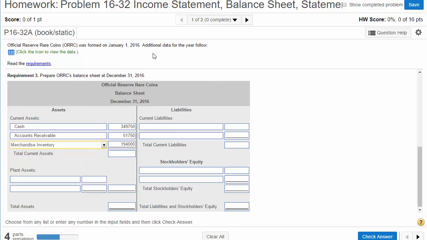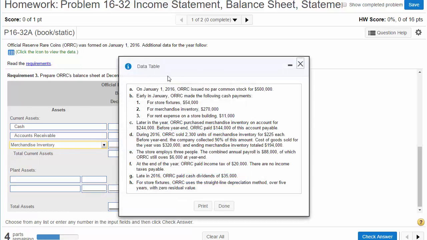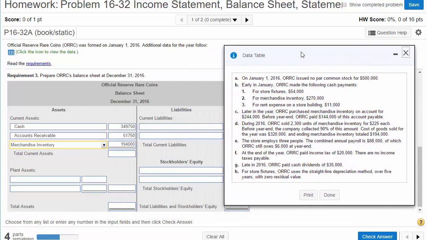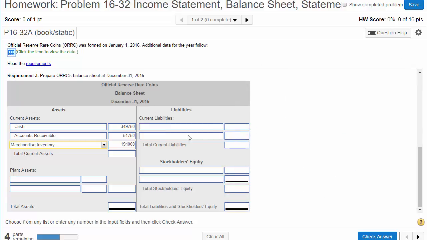Now the authors must not have thought you were going to be able to do that high-level math, sarcasm intended. So they even tell you that ending merchandise totaled $194,000. They tell you the answer right here. So we're going to add these up, and we get total current assets of $595,500.